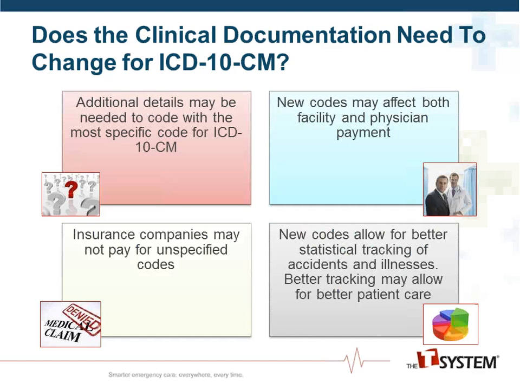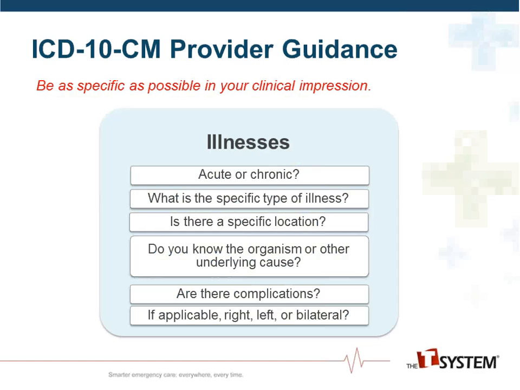The new codes may affect both the facility and the physician payment, since some insurance companies have already announced that they will not pay for unspecified codes. Also, additional specificity may eliminate the need for requests for additional information from insurance companies, thus facilitating quicker turnaround on claims payments. The new codes available under ICD-10-CM allow for better statistical tracking of accidents and illnesses. That better tracking should allow for better patient care.